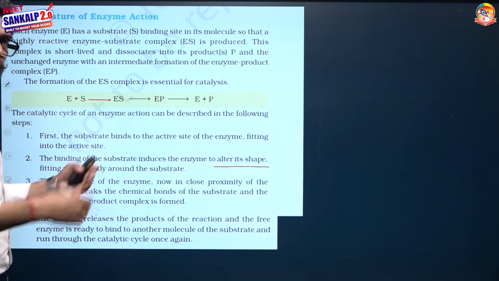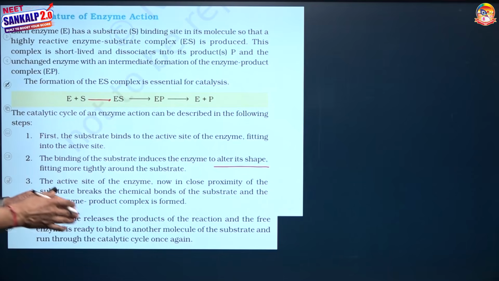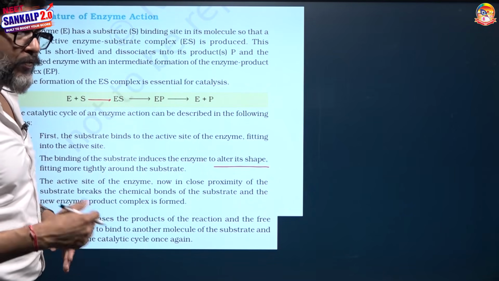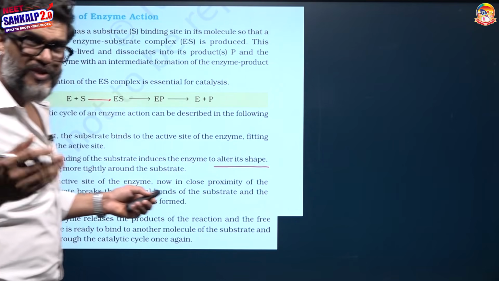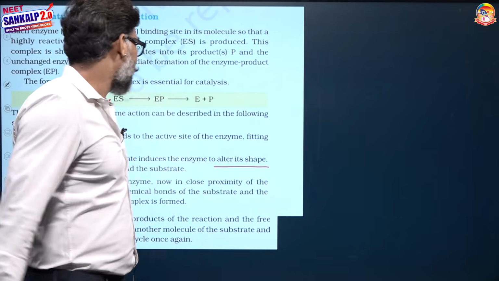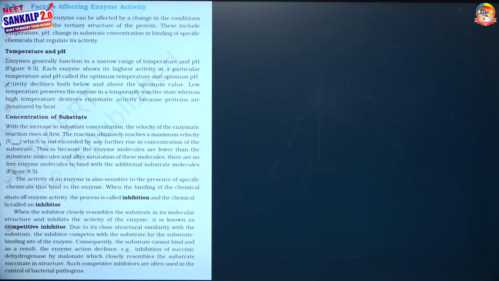The enzyme releases the product, and now this enzyme is free to perform another reaction. This is the catalytic cycle. It is also important because sequence-based questions can be asked here. Then, what are the factors that can affect enzymes? Yes: temperature, pH, concentration of the substrate, etc.